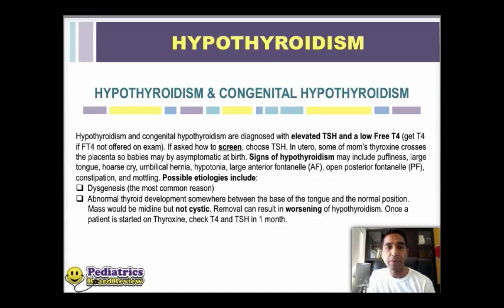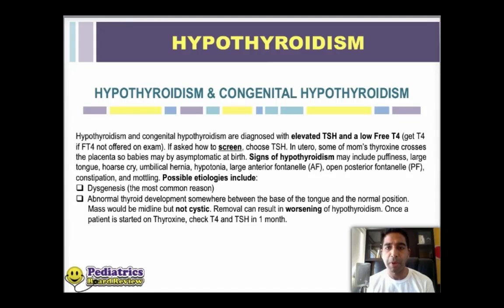Another way you can get hypothyroidism is simply because of congenital hypothyroidism. Then there's just garden variety hypothyroidism, which presents later on. Hypothyroidism and congenital hypothyroidism are diagnosed with elevated TSH levels and a low free T4. If a free T4 is not offered on the exam and you're trying to work up hypothyroidism, or if you're asked how to screen for hypothyroidism, you go ahead and obtain a TSH. That is your barometer for the thyroid gland.